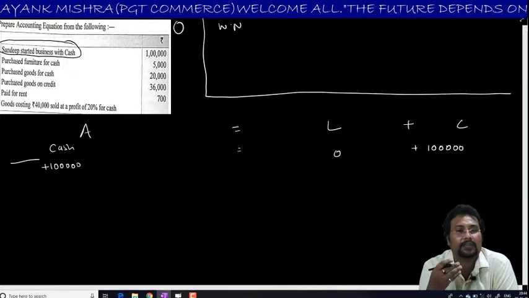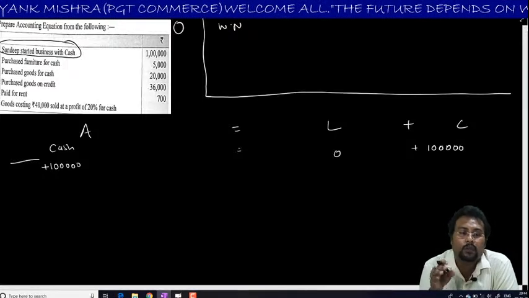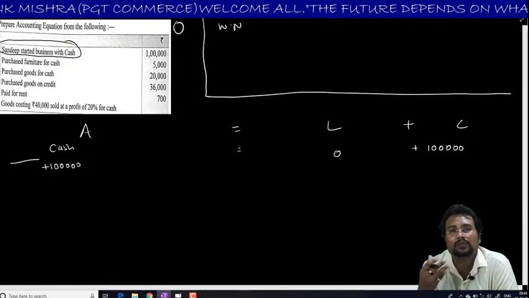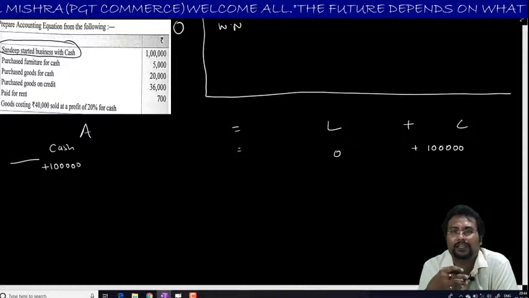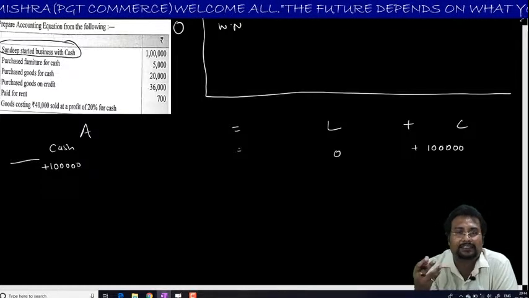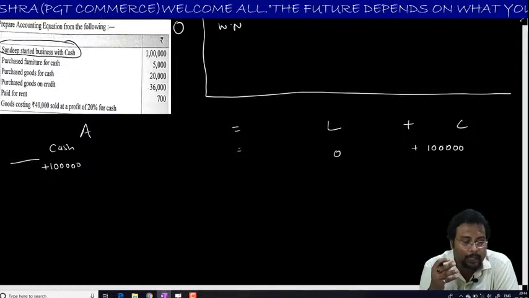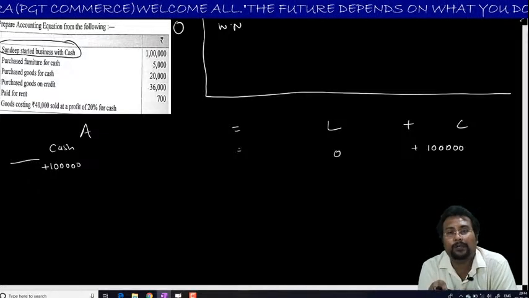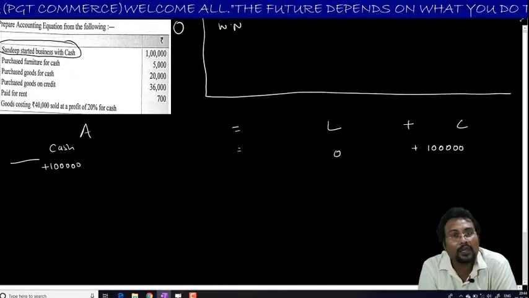Because Sandeep started business with cash. Anything which is invested for starting the business is known as capital, whether it is cash, goods, or any assets. So all things will be known as capital. That's why cash will be increased by 1 lakh rupees, and a similar effect in capital also increases by 1 lakh rupees.